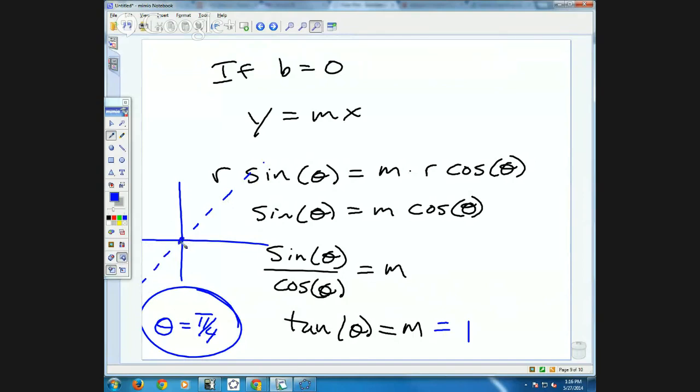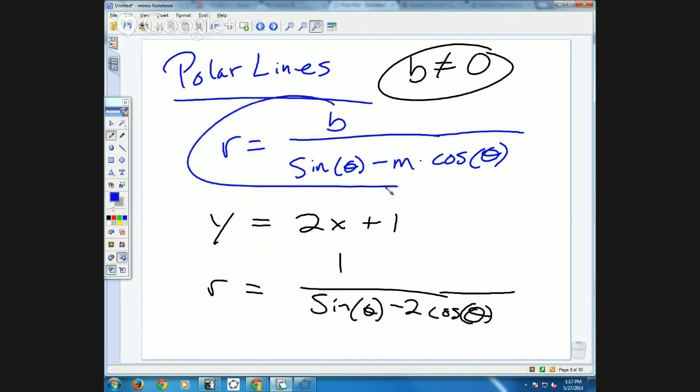Here r is 0. Here r is about 1. There r is about 2. Here r is about 5.573. Or any other value for r. Now you get it? What I was saying? If you say theta is a fixed angle, then you have a line through the origin, through the pole. That's all. So lines through the pole are easy. Theta equals a number. If the line does not go through the pole, then you get this crazy son of a gun to work with.